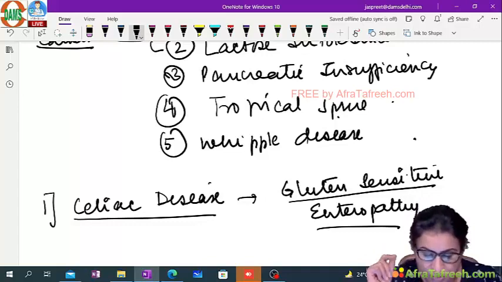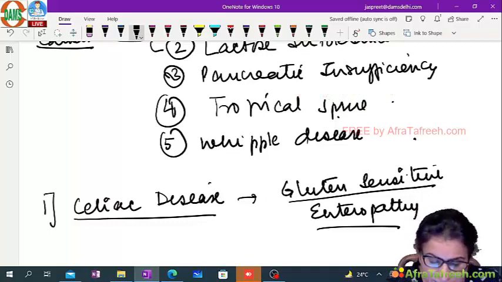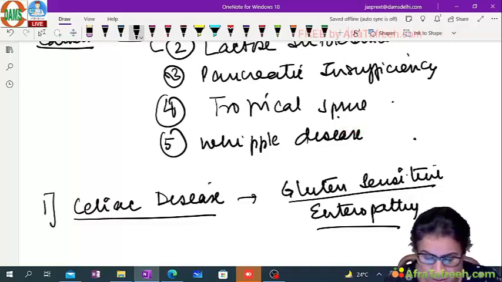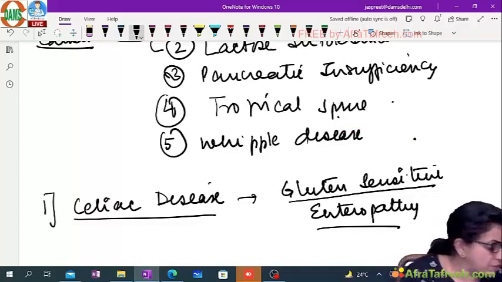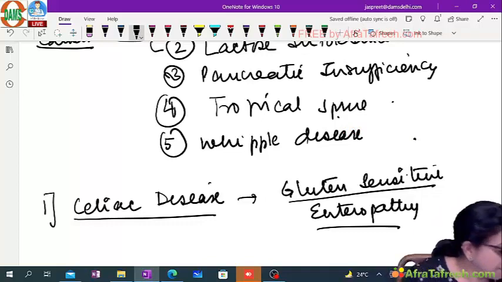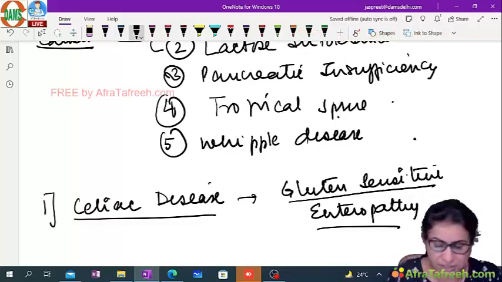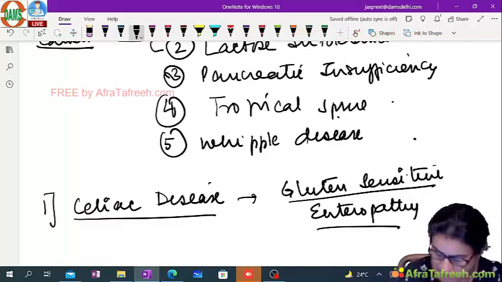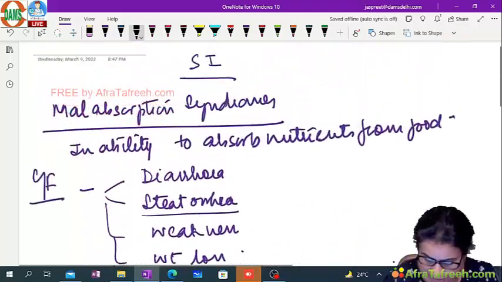Okay, so Adesh, what were you asking about cancer then? I can't see your question. Okay, why increased risk of cancer? Okay, I'll see that also, and I'll tell you.